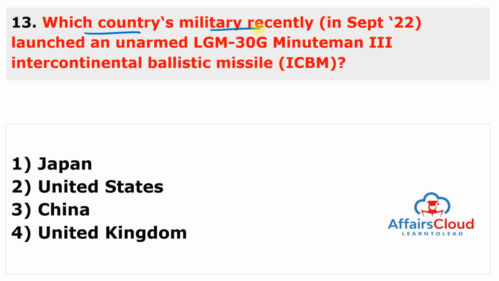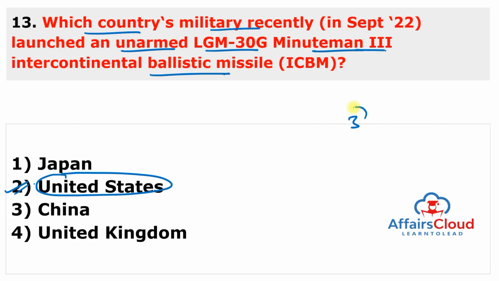Moving to the next question. Which country's military recently launched an unarmed LGM-30G Minuteman III intercontinental ballistic missile? Very important question, and this is the United States of America. So, the Air Force Global Strike Command, which is a major command of the United States Air Force, launched an unarmed LGM-30G Minuteman III, which is an intercontinental ballistic missile, and it is equipped with 3 test re-entry vehicles, and it is also armed with nuclear warheads.